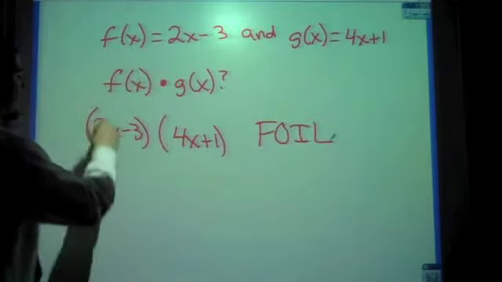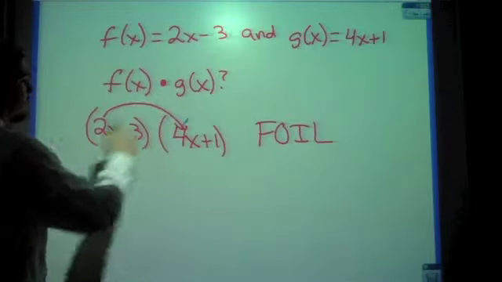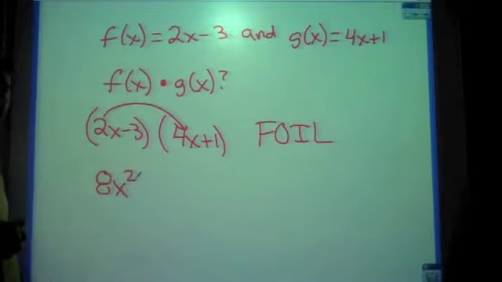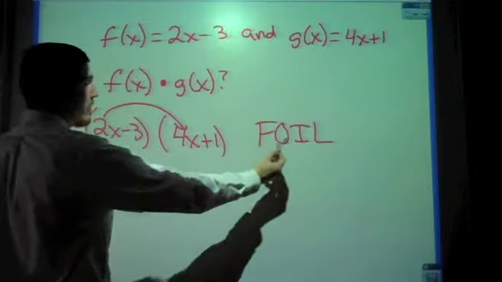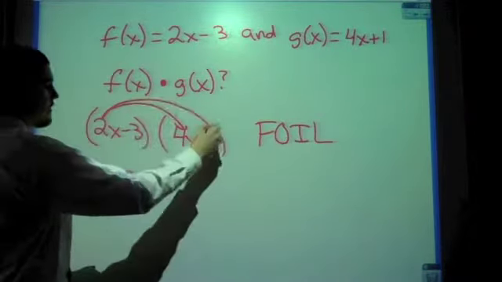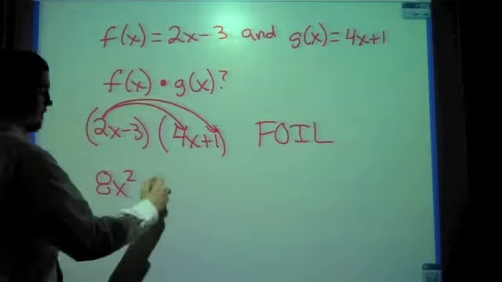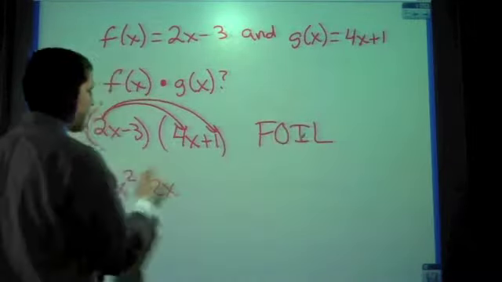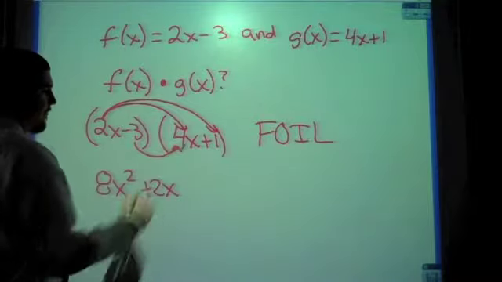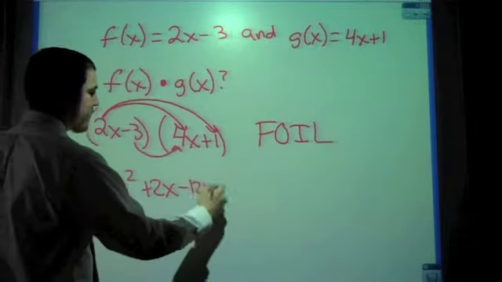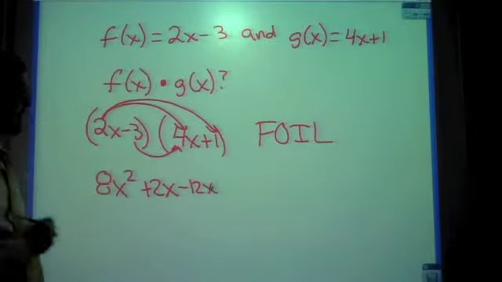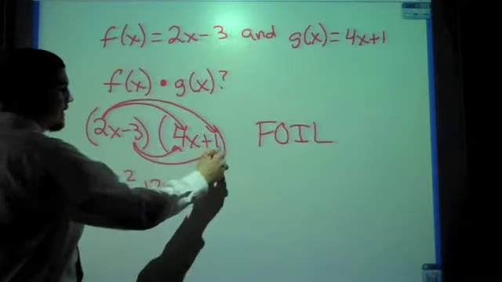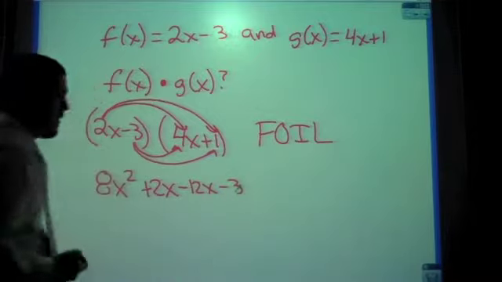So FOIL says I take the first numbers and multiply them together. 2x times 4x, 8x squared. Then it says I take the outer terms. So that's the outside. 2x times 1 is 2x. Then I take the inner terms. So negative 3 and 4x makes negative 12x. Then you take the last terms. Negative 3 times 1, negative 3.